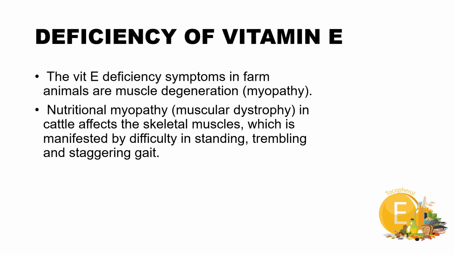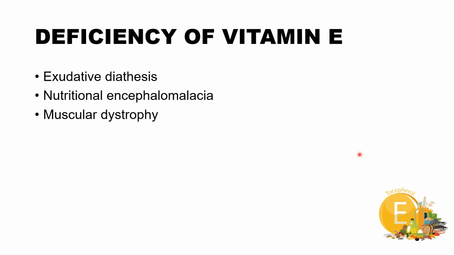So, yung muscular dystrophy or yung myopathy na tinatawag in cattle, it affects the skeletal muscle which is manifested by difficulty in standing, trembling, and staggering gait. So, kung sa cattle mo naman, merong hindi makatayo, nanginginig, and then may staggering gait, most probably it is deficient in vitamin E. So, you also have exudative diathesis na tinatawag for deficiency of vitamin E.